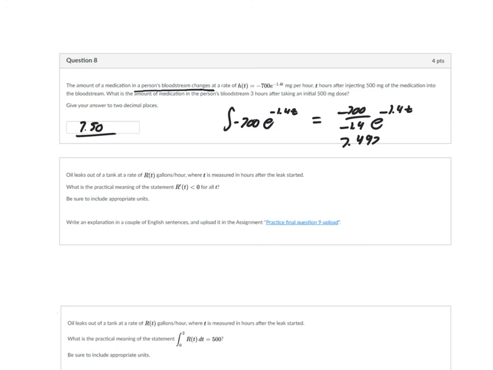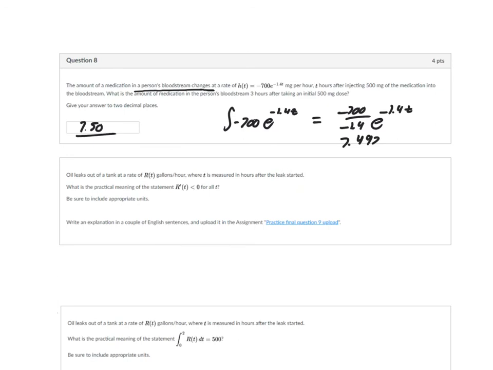And so if we're losing oil at 5 gallons per hour, and the next hour we're losing it at 6 gallons per hour, the rate is increasing at which we're losing our oil, right? And so R prime of t is the rate at which our oil rate is changing. So the practical meaning of R prime less than 0 for all t is it's saying that the rate at which our oil is changing is going down, right? So at one point we are losing 5 gallons of oil per hour, and then the next hour we're losing 4. So the rate at which we're losing oil is going down.